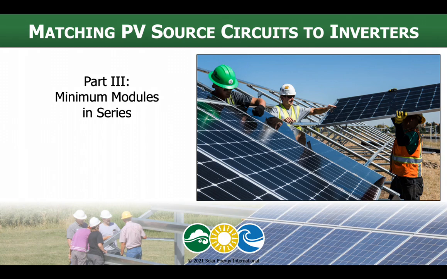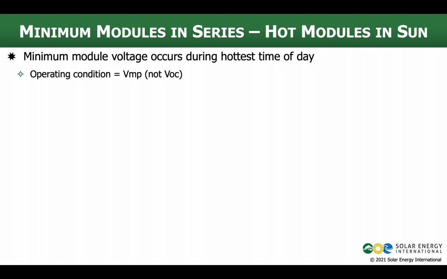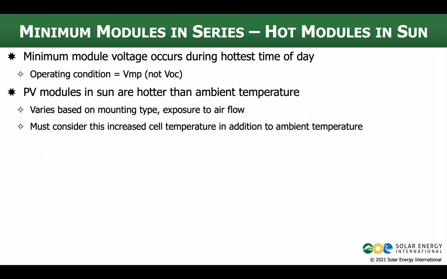We just calculated the maximum number of modules we can have in series. Let's go ahead and look at the math for determining how few we can have in series, the minimum number. Got to consider the fact that we're talking about hot modules in the sun. It has a huge impact on the minimum number of modules in series. The minimum module voltage is going to occur during the hottest time of the day, and it's occurring while it's operating. So we're going to be basing this calculation on VMP, not VOC, like we did for the maximum number in series.